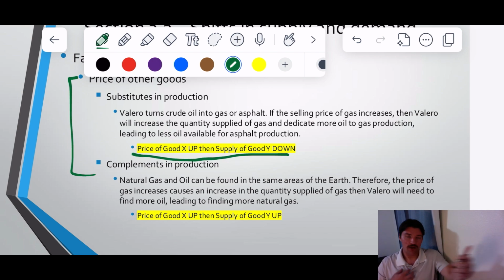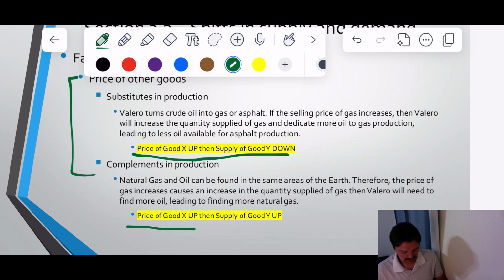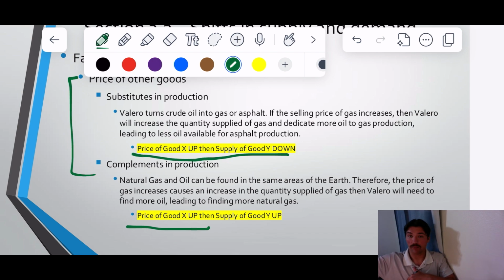We also have complements in production, where Valero can use natural gas and oil. Natural gas and oil are found in the same areas of the earth, so whenever you start to produce oil, you also find natural gas. Therefore, if the price of oil were to increase, you're selling more oil, so you need more oil. Whenever you have more oil, you now have more natural gas. So because the price of the oil increased, we found a bigger supply of natural gas. Because the price of good X is higher, we now supply more of the other good. This is complements in production. Because you have more of this, that creates more supply of this.